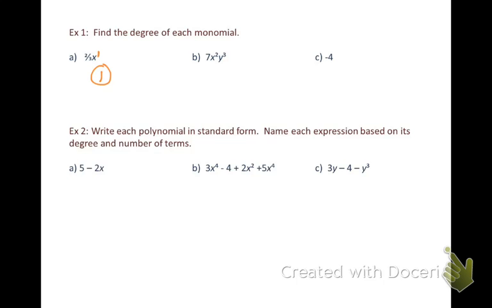On B, though, there are 2 variables and there are 2 exponents. So you're going to take the 2 and the 3 and you're going to add them together. And you go 2 plus 3 is 5, and there is your answer for the degree of this one. And then C, like I said, you have a number and it does not have a variable. So it's a hidden 0 exponent on a hidden variable. So the degree would be 0.